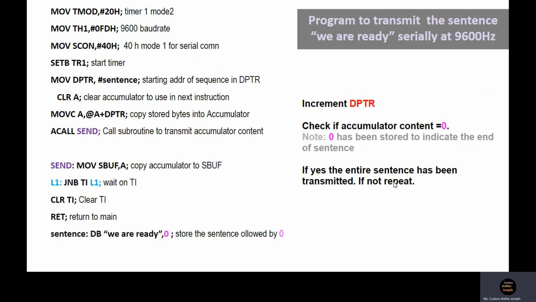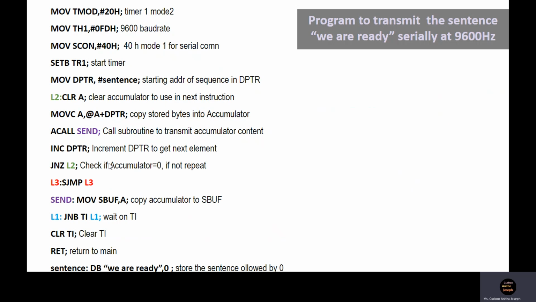We have to repeat. So we should increment the data pointer, then we should check if the content of the accumulator is 0. If it is non-zero, we should repeat the steps that transfer data. If it is 0, our transmission is complete. So the instructions for that are INC DPTR so that it points to the next element, and JNZ L2, to check if the accumulator content is 0. If it is 0, it means the entire sentence has been transmitted. If not, we should transmit the next element, the next letter.